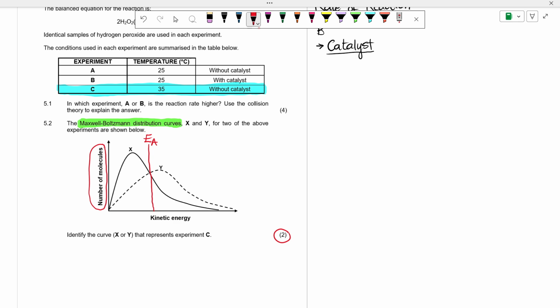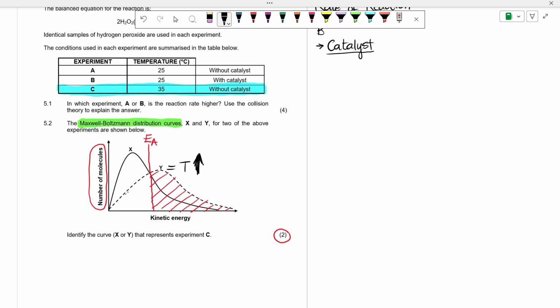So if I increase the temperature, look at curve Y, you can see that more particles are going to be on the right side of the EA line. That means the temperature there is higher. But if you look at curve X, you can see that we have more particles on the left, which means that is not good. We want more particles to be on the right for effective reaction or effective collisions. So Y is the correct answer because Y represents a higher temperature.